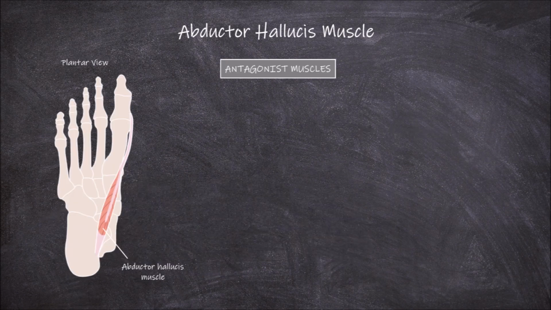What about antagonistic muscles? This muscle has one main antagonistic muscle, the adductor hallucis muscle. Whilst the abductor hallucis muscle functions in the abduction of the big toe, the adductor hallucis muscle functions in the adduction of the big toe.